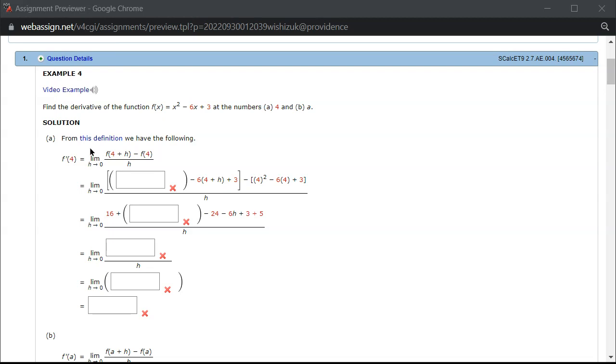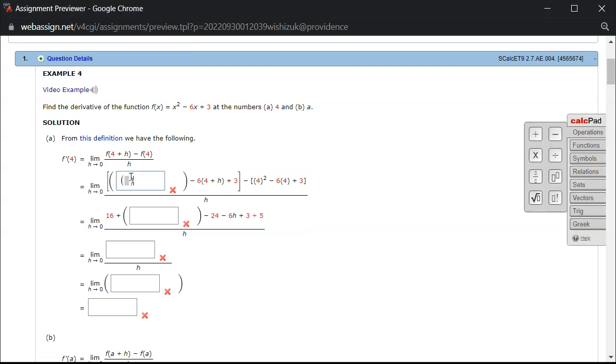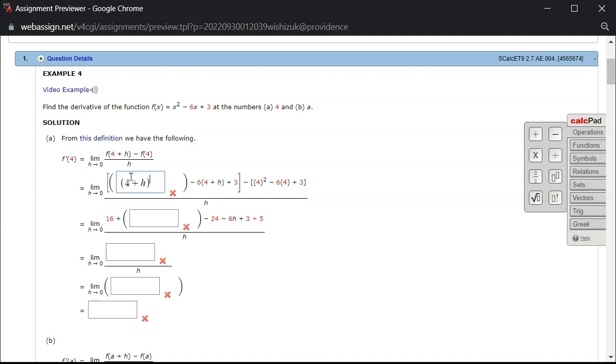So we have this definition, right? The limit as h approaches 0. This portion is where we plug in 4 plus h into this function here. So we would have 4 plus h squared, and then negative 6 times 4 plus h, plus 3, minus f of 4, which is 4 squared minus 6 times 4 plus 3, right?